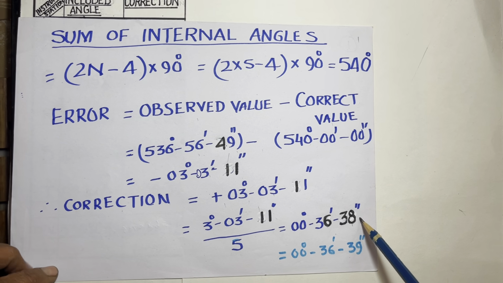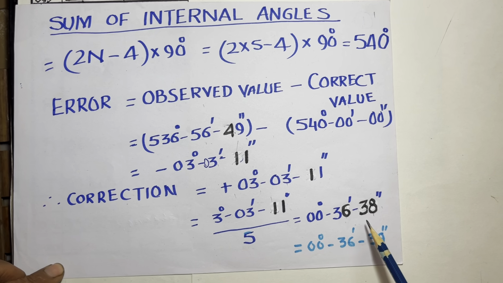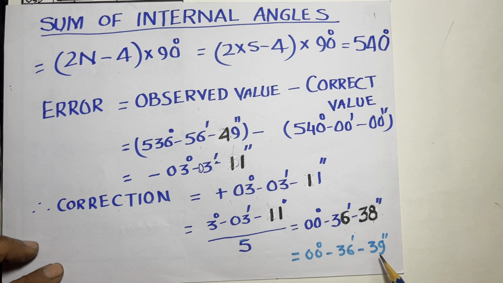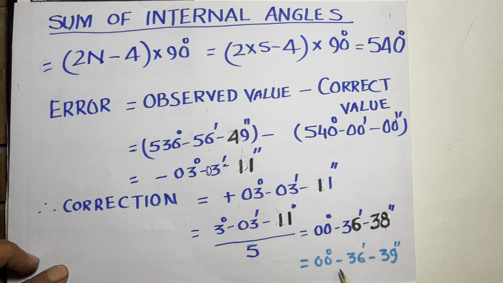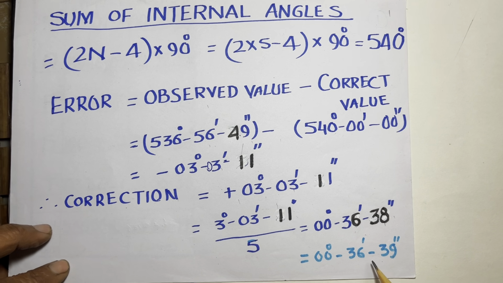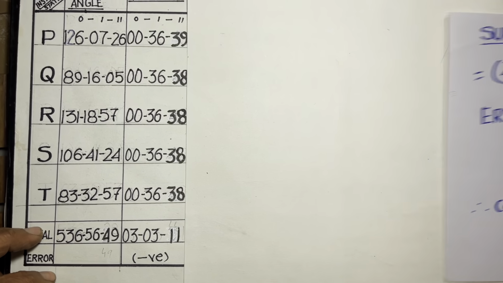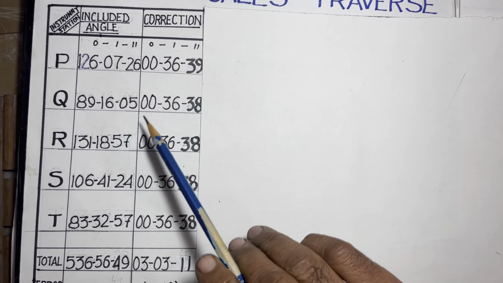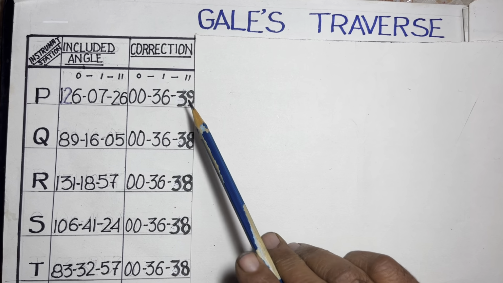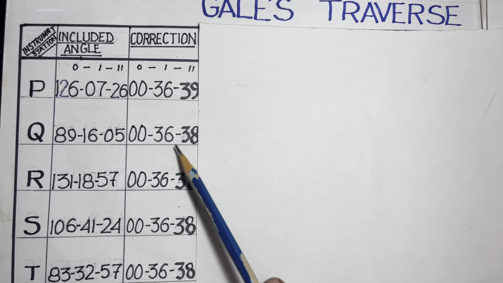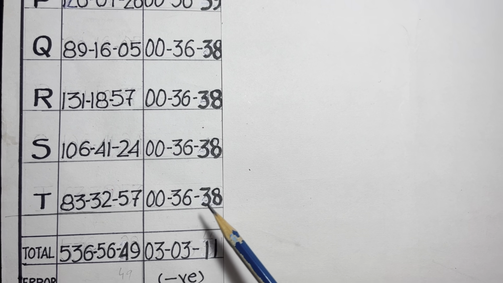So in these 5 angles, we can adjust the error correction as 36 minutes and 38 seconds, but there is a remainder of 1 second. So in the biggest angle, we can adjust it 0 degrees, 36 minutes and 39 seconds. Here you can see in the table, we have the correction. In the first angle, which is more, the correction applied is 0 degrees, 36 minutes and 39 seconds. In all the remaining angles, we adjusted the correction as 0 degrees, 36 minutes and 38 seconds.